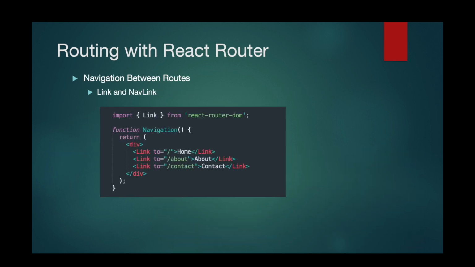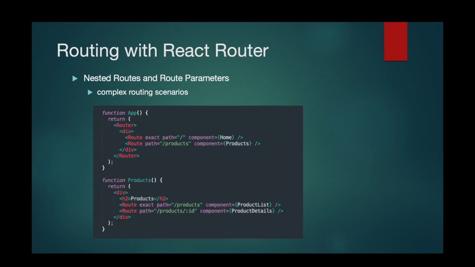Navigation between routes. React Router provides several components for navigating between routes, such as Link and NavLink. In this example, we use the Link component to create links to different routes in our application. For example, Link to slash is Home, Link to slash about is About, Link to slash contact to the Contact page.